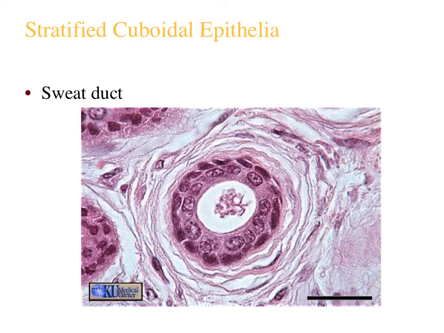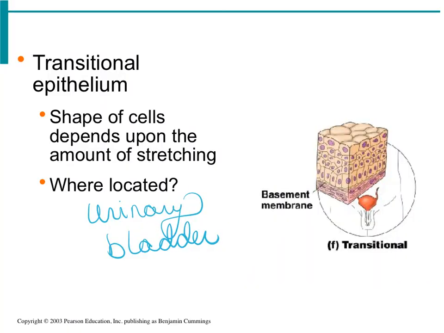Here's a nice picture of stratified cuboidal. Again, you can see the apical cells are pretty nice cubes, but then underneath they're a little bit more squished. So these get a little harder to tell as well.